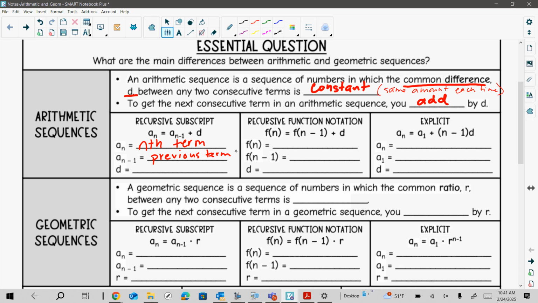And D is a completely different term. D represents our common difference. That represents the amount I'm adding each time to the term. Okay, so this is subscript notation. The parts pretty much mean the same in function notation. So f of n is still going to be the nth term, n minus 1 is still going to be the previous term, and D is still going to be your common difference.